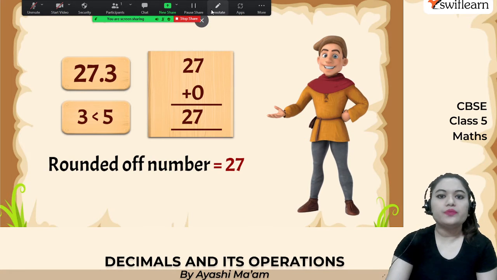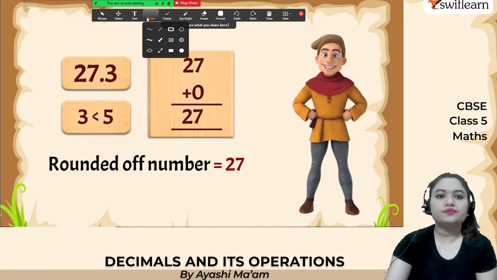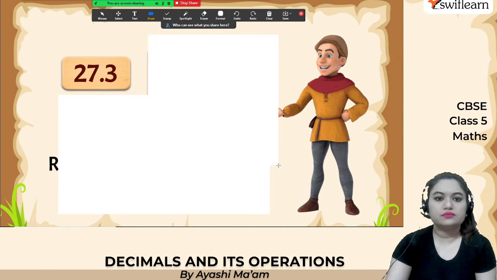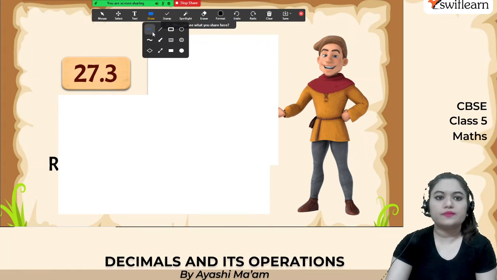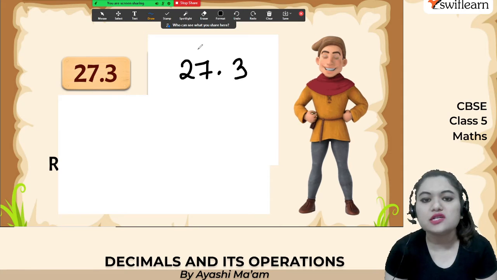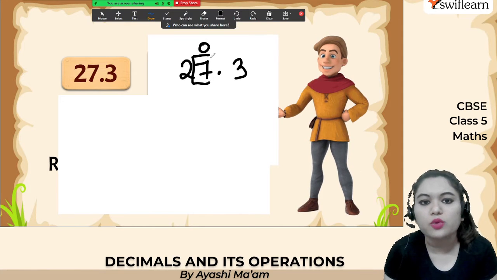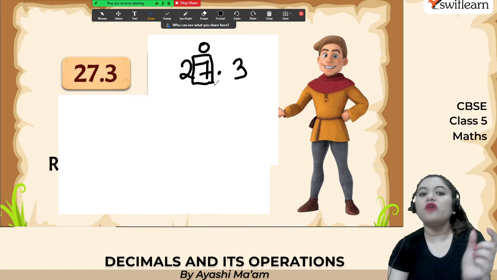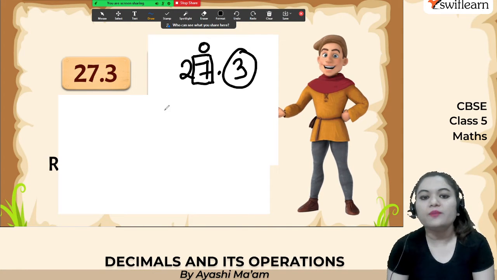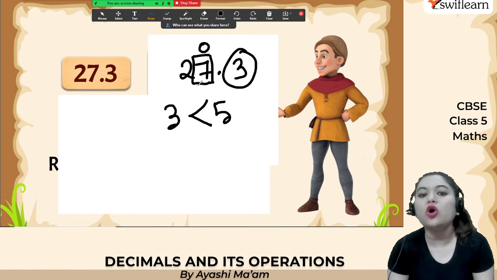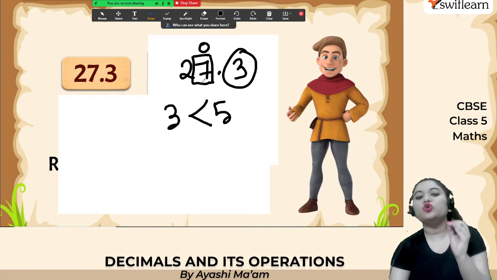This is also rounding off to nearest ones. So because it is rounding off to nearest ones, first spot out the ones digit. This is our ones digit. Next, look at the digit that is present to the right of the ones digit, that is 3. And 3 is less than 5. So when it is less than 5, you don't have to do anything to this 7.